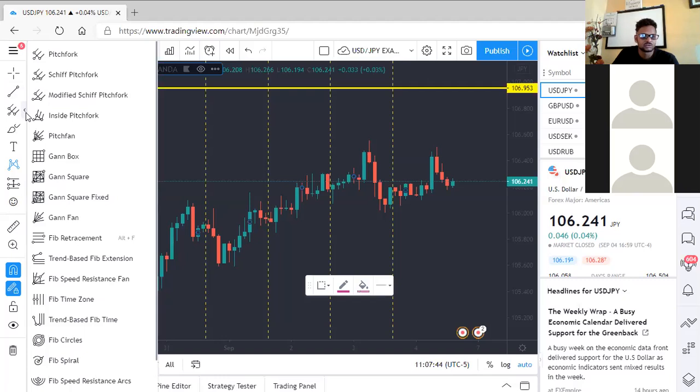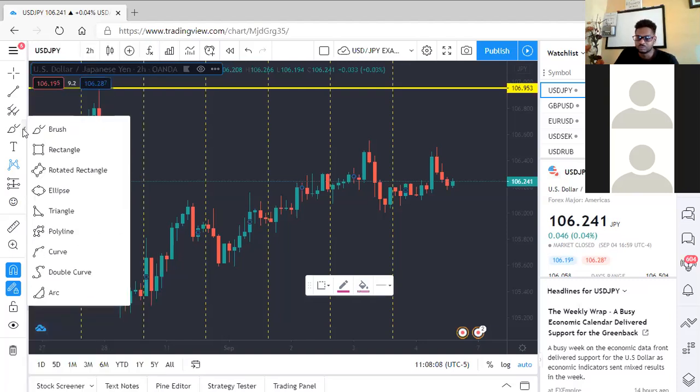I would suggest you go through it and try to get a hang of it yourself as well. You will need to practice. You can go in there and get your pitchfork, and your different styles of pitchforks. Here basically deals with the different shapes, so if you want the brushes, rectangles, ellipses, triangles, and so on, you can. You will need this if you want to do your analysis with different styles and shapes.